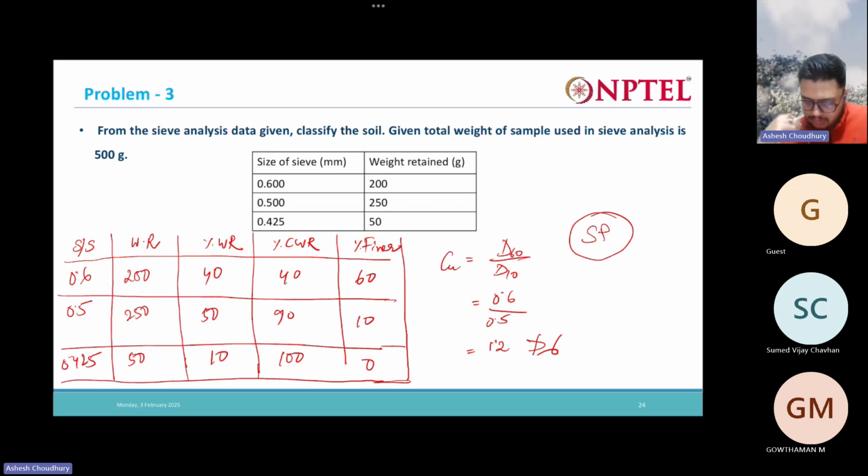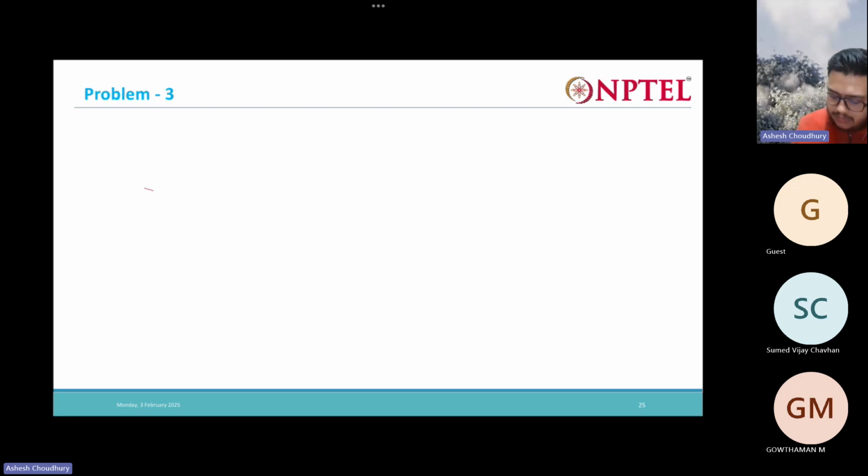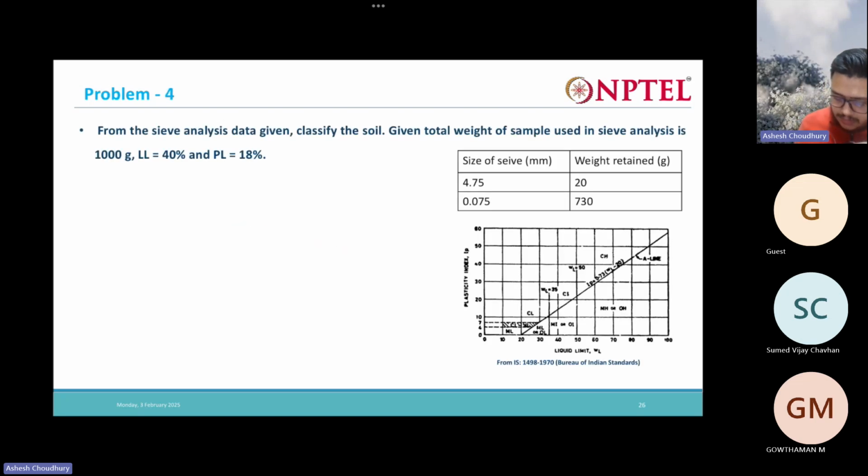Okay, very simple. Now try to do this. From the sieve analysis data given, classify the soil. The total weight of the sample given in the sieve analysis is 1000 grams, that is 1 kg. Liquid limit is given and plastic limit is also given. So try to do this.